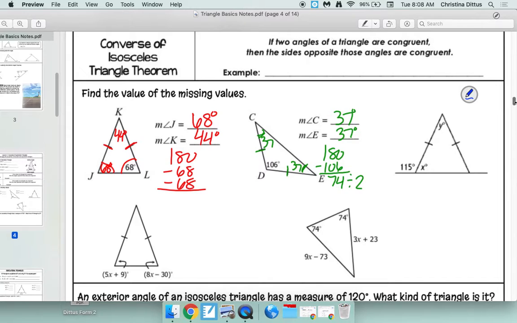Okay. Angle X, easiest thing to find first. What do I know about 115 and angle X? They make a linear pair, so how am I going to find X? 180 minus 115. So X is 65. Does that make Y 65? No, this unmarked angle over here is 65 because it's opposite our legs. So now how am I going to find Y? 180 minus 65 minus 65. 50.